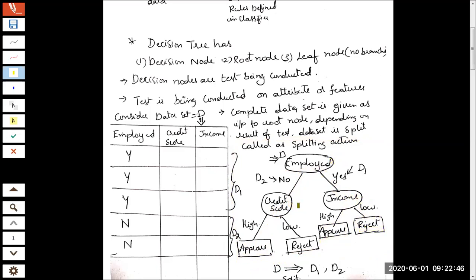Second point, the decision tree will be constructed using attributes. These are the attributes: employed, credit score, income. Third point, the leaf node of a decision tree will be the class label. For example, here, approve or reject.